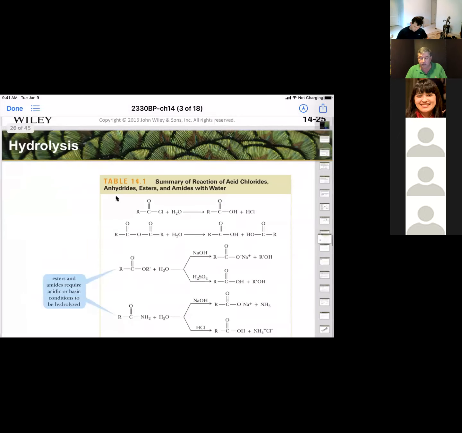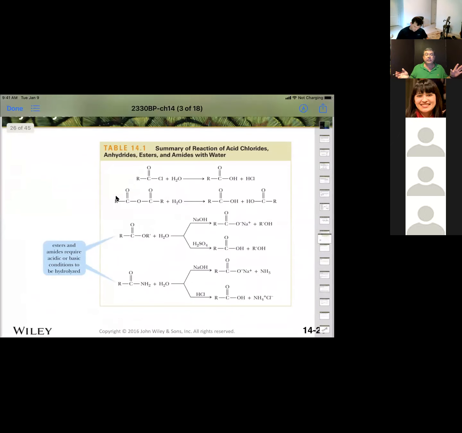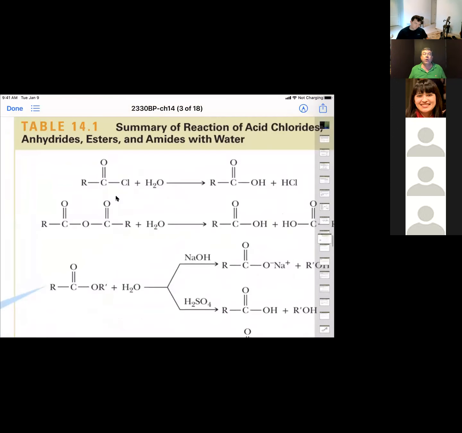Okay. So let's look at those reactions right there. We have the acid chloride reacting with water, and it's not in equilibrium. It goes immediately to the carboxylic acid and the HCl. When we have the anhydride, it's not in equilibrium. It just goes to generating two equivalents of carboxylic acid. When we have the ester and we use base, called saponification, it's not in equilibrium, and it just drives everything to the carboxylic acid salt and the alcohol.